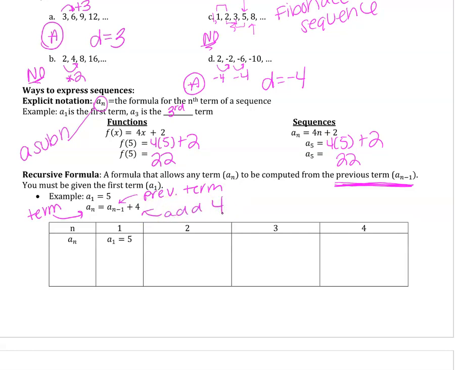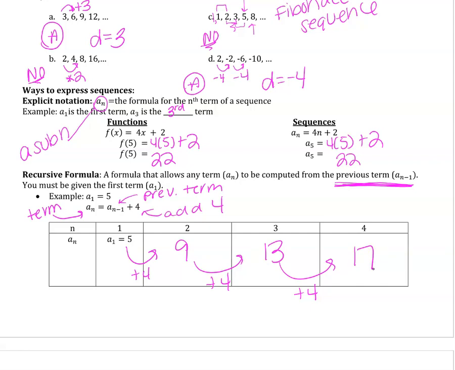Okay, so for instance, if you know the first term is 5, this says take the previous term to get to the next term, which would be 5, add 4, and that gives you 9. You want this term, take the previous term, add 4, get 13. And then you can keep going. Okay, so that's your recursive formula.